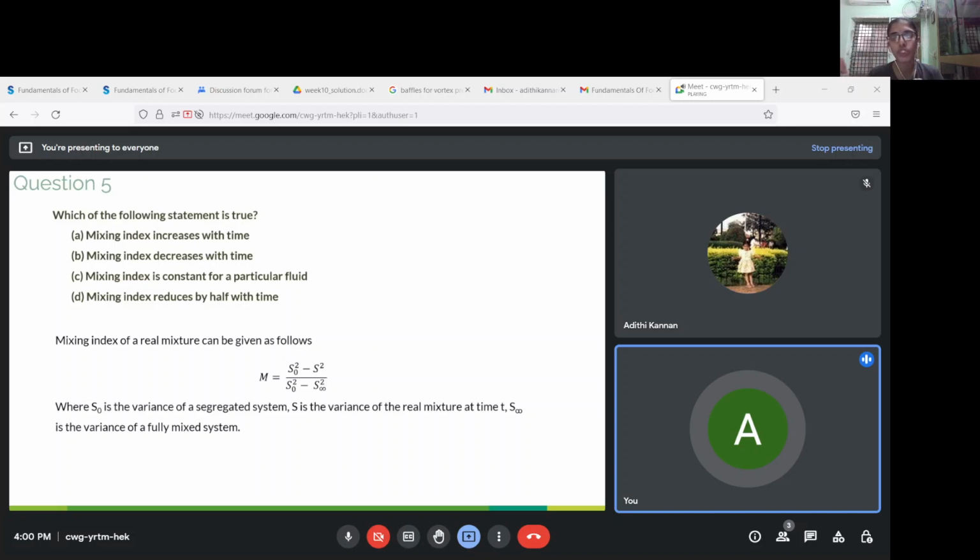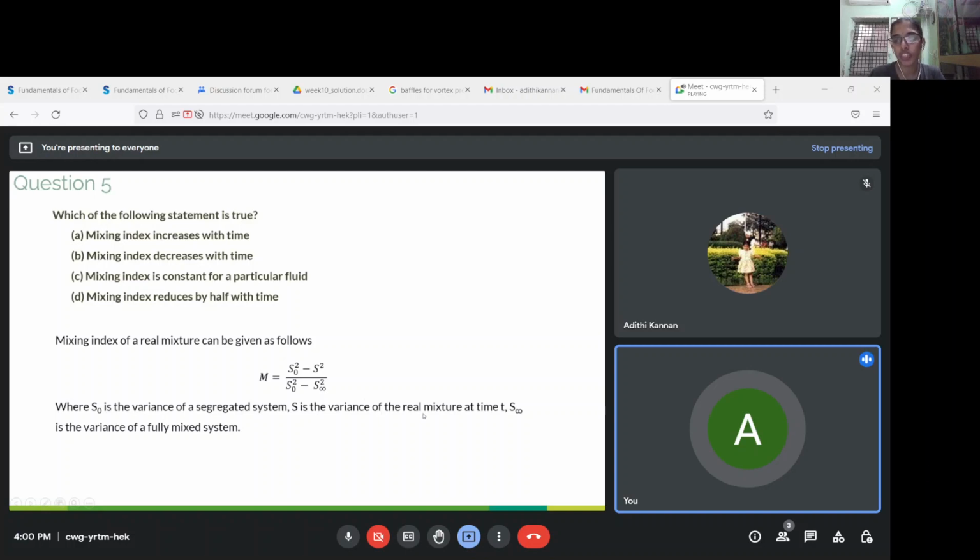From those samples, you will calculate the variance, and S naught will be the variance of the segregated system, or at time t equal to 0. You will take a certain number of samples and then you will find out the concentration, or rather the fractional volume of the component that you are dealing with, and from there you will calculate the variance, and that is S naught. So you need not worry about this. We'll do a more detailed numerical of this in the later few questions. So S naught is the variance of the segregated system, let's say at time t equal to 0.